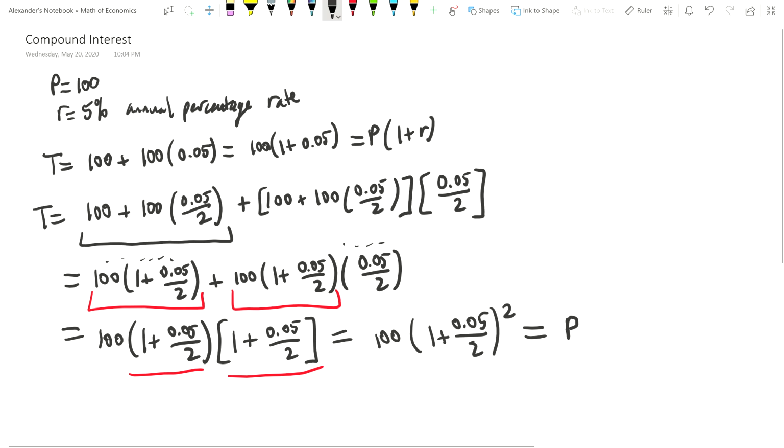And just plugging in some symbols here using the same convention as before, this is equal to your principal times 1 plus the interest rate over the number of times we compound, raised to the power of the number of times we compound. So I'll just add that up here. N is the number of times the interest is compounded in 1 year.